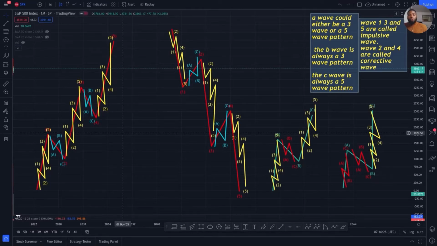The corrective wave gives a 3-wave pattern. And if you zoom into the fractals of this 3-wave pattern, the wave A could either be a 3-wave pattern or a 5-wave pattern. The wave B doesn't change, it's always a 3-wave pattern. And the wave C is always a 5-wave pattern.